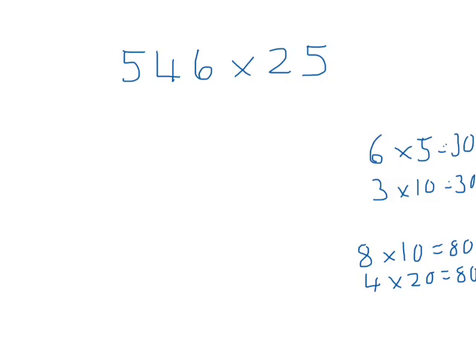Or if I'd halved my 10, which is 5, and doubled my 8, which is 16, 5 times 16 is 80. So in multiplying, if you halve one and double the other, then multiply, you'll still get the same answer. So back to my original question, 546 times 25.